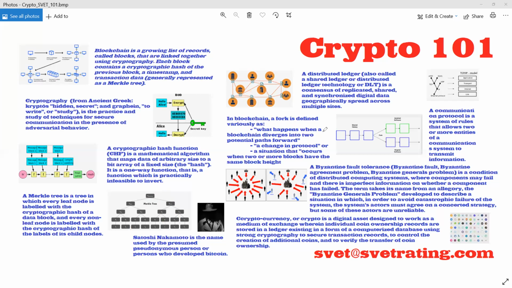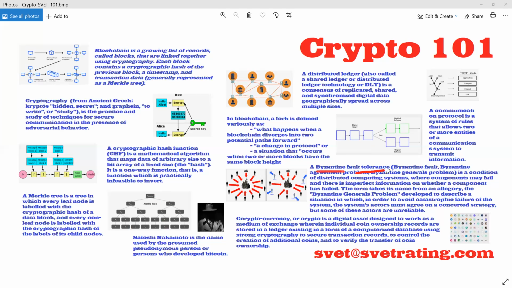A fork in blockchain is defined variously. First, what happens when a blockchain diverges into two potential paths forward. Second, a change in protocol, a simple change in protocol, creates a fork. And a situation that occurs when two or more blocks have the same block height. That usually happens, it happens every day in any big blockchain, for example, in Bitcoin.